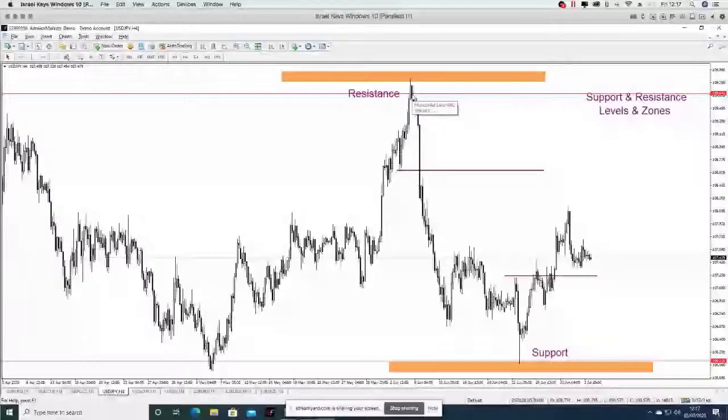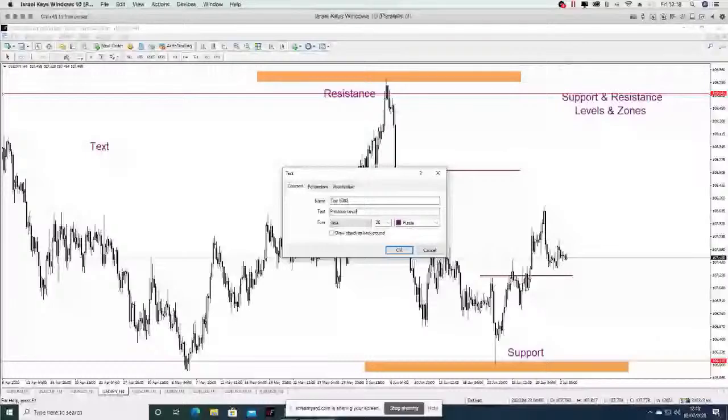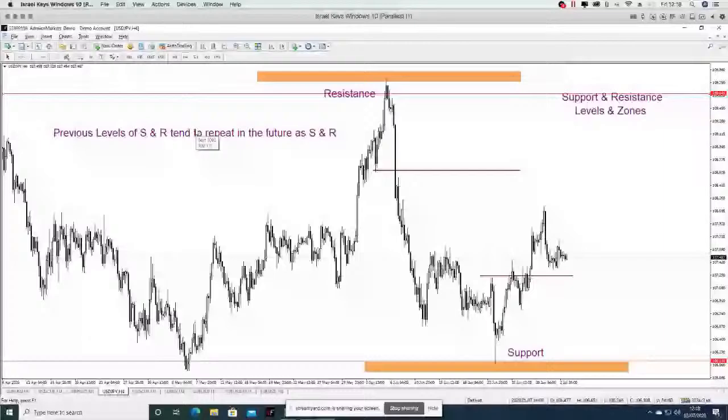Previous levels of support and resistance tend to repeat in the future as support and resistance. The direction is irrelevant. It could be a previous support that becomes a future support. It could be a previous resistance that becomes a future resistance. It could be a previous support that becomes a future resistance. It could be a previous resistance that becomes a future support. The order is irrelevant. Just know that previous levels of support and resistance tend to become future levels of support and resistance. And this happens all the time.